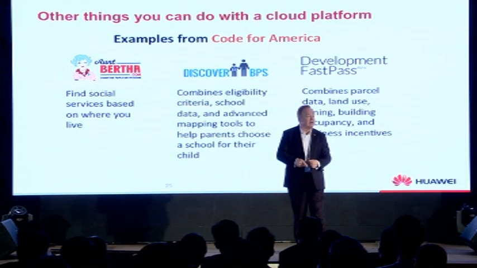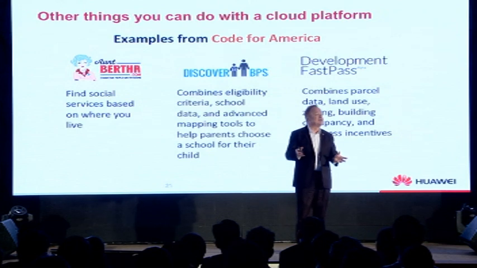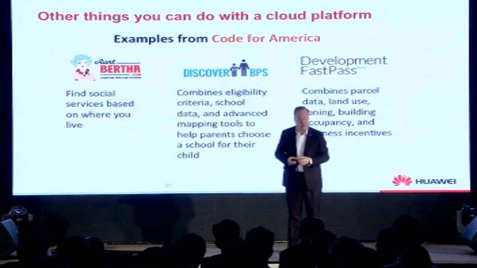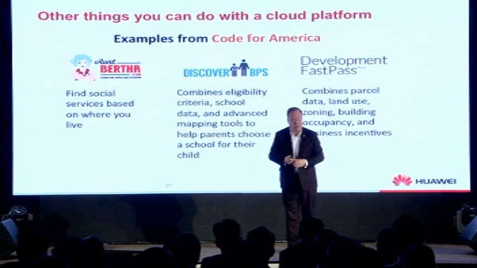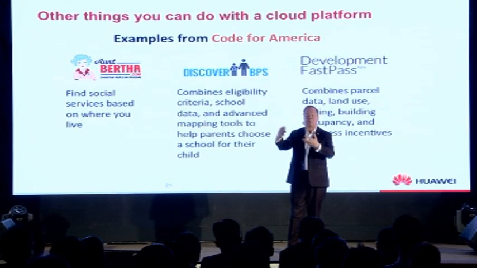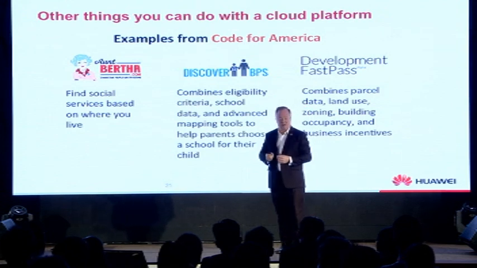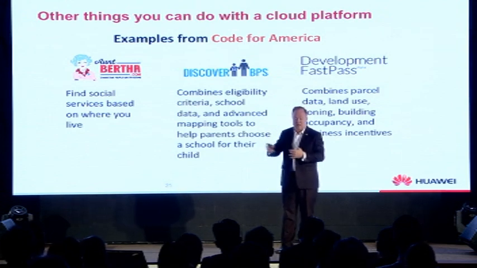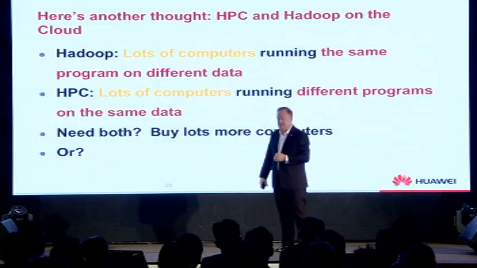I mentioned earlier that in the US there are a bunch of efforts going on under an umbrella called Code for America, which is a bunch of people getting around in their spare time or starting small businesses and actually utilizing this information. So things like helping to find social services that are close to you, putting together different databases to see what schools your child might be eligible to attend. So there's lots of different uses that can come out of this.